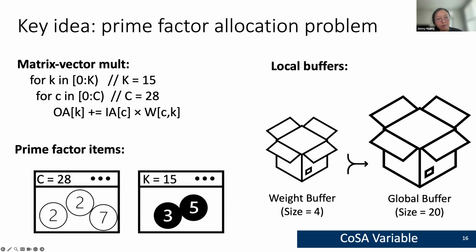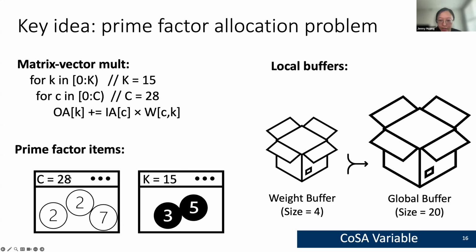Given a matrix vector workflow as shown in the for loops on the left-hand side, it has an input vector size of 28 and an output vector size of 15. And we have 2 levels of buffers to schedule into. One is the weight buffer, the other is the global buffer. So we need to break these loop bounds, or the rank sizes, into the prime factors.